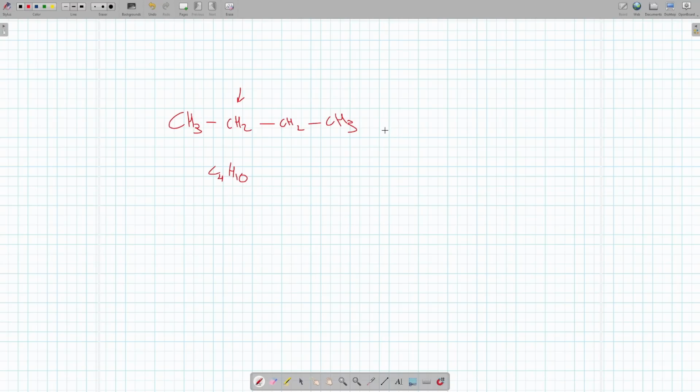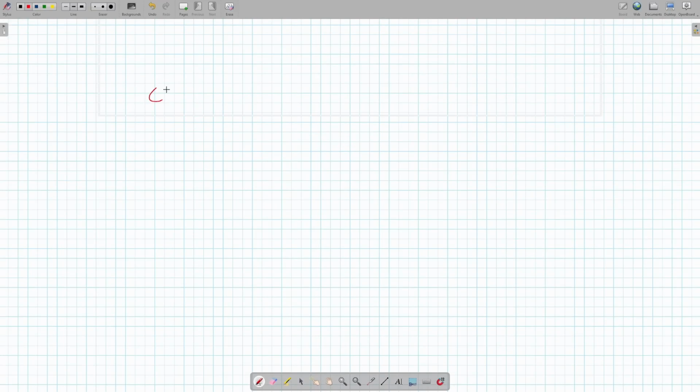Anyway, so you have something like this. If you want to name it, it has 4 carbons, so it's going to be but, and since it's part of the alkane family, butane. Very easy. So let's say I came and wrote for you like this, and I drew a branch.